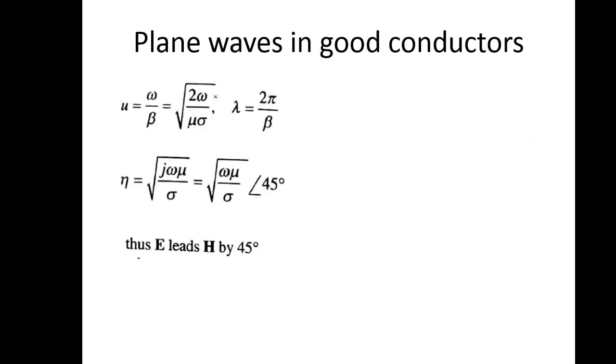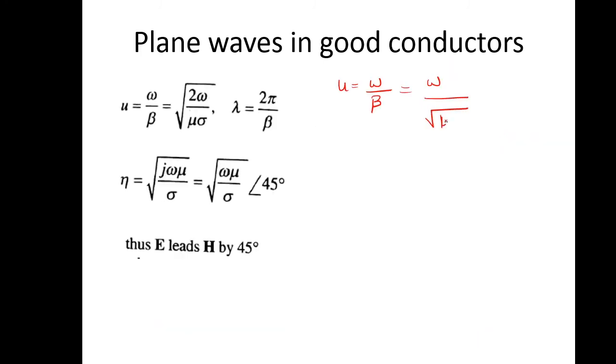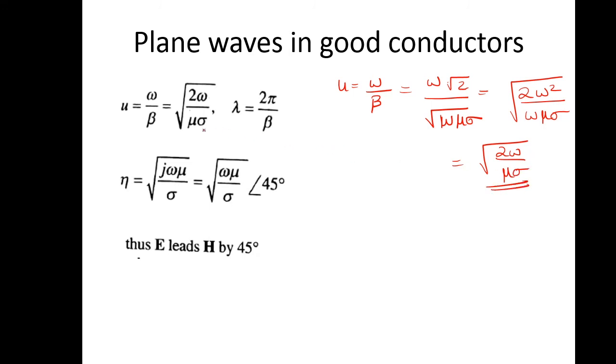And now trying to find the velocity. Again u is equal to omega by beta. This is a general equation. And here you get the beta value. Alpha equals beta, which in terms of omega you can write as square root of omega mu sigma by 2. So again you can write u as square root of 2 omega by mu sigma. This is what you get here. Then again lambda is 2 pi by beta, or beta is equal to 2 pi by lambda. This is again the general equation.